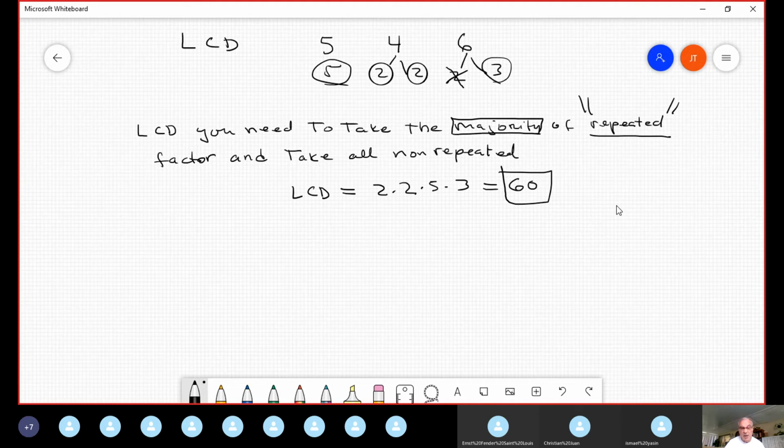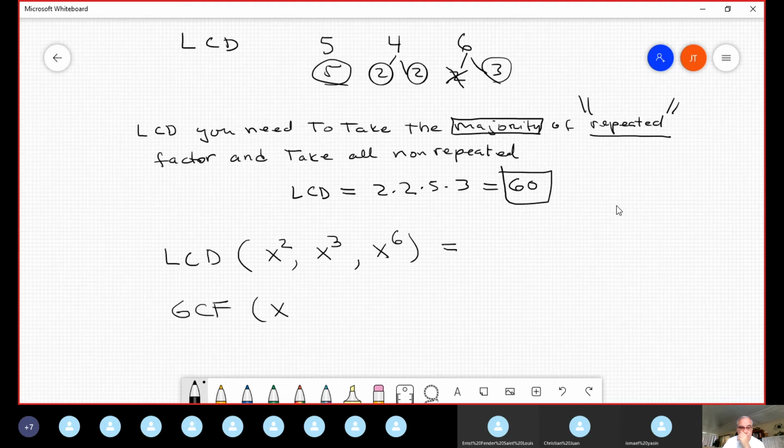Okay, now, this is numerical. And what happens when you have algebra and variables? Suppose, what is the least common denominator between x squared, x cubed, and x to the sixth? What do you think? This is algebra. This is a variable now, no number. What is the least common denominator? What is the greatest common factor? We did it before, between x squared, x cubed, and x to the sixth.